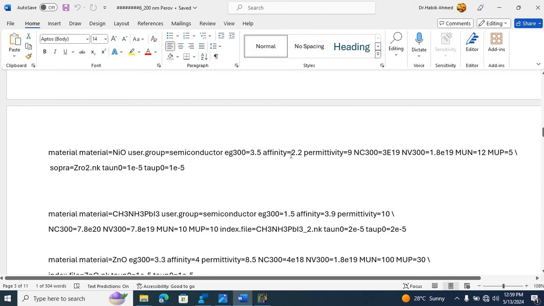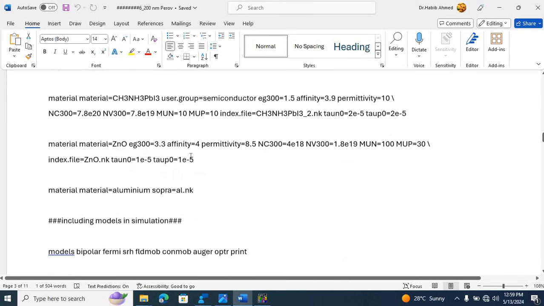Here is the band gap, affinity, so many other parameters, electron and hole mobility, and its optical properties match with zirconium oxide. So I've included the optical file for zirconium oxide for nickel oxide. And then here are the recombination lifetimes.